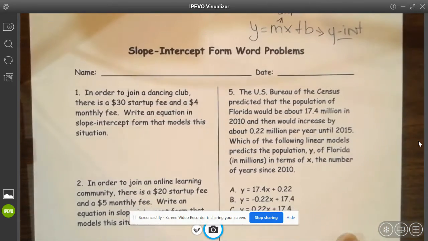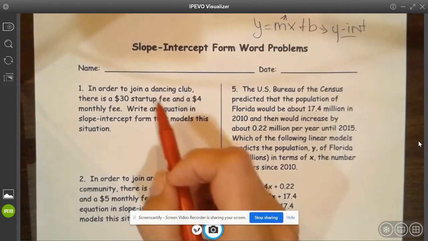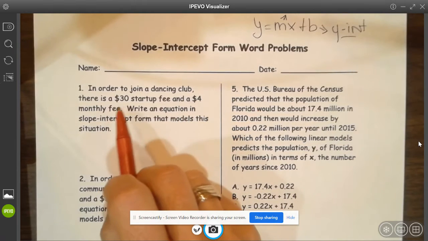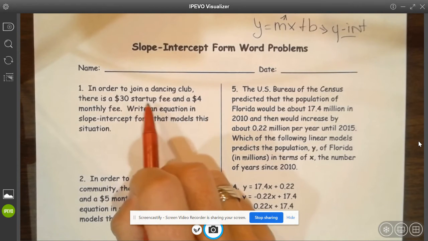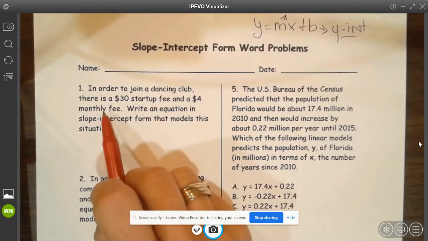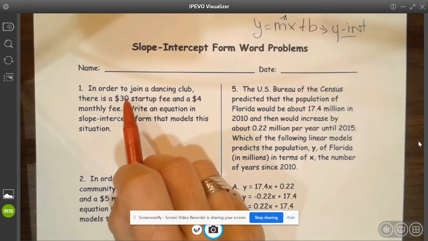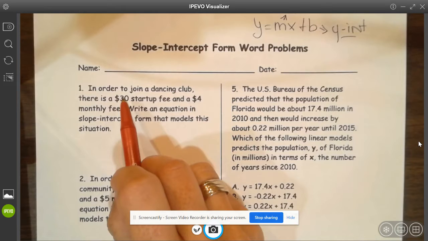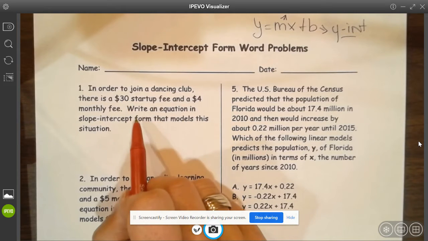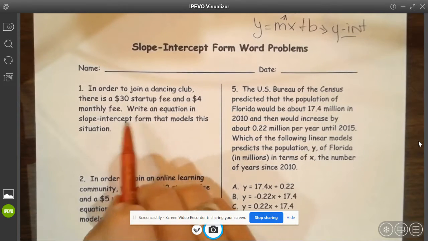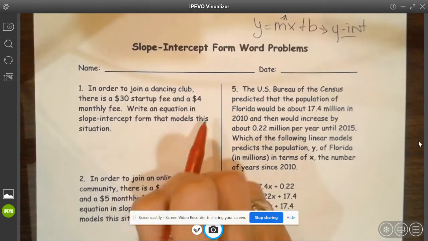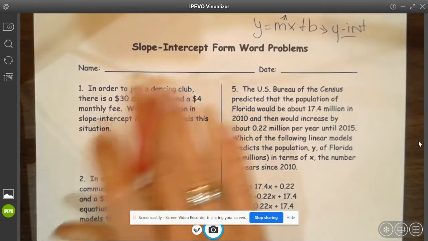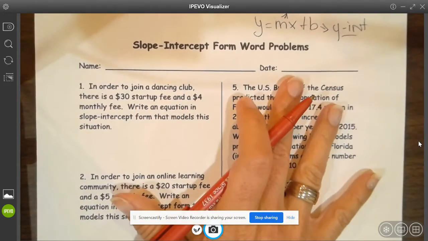All right, so in the first problem, it says, in order to join a dancing club, there is a $30 starting up fee and a $4 monthly fee. So every month you have to pay $4. But then there is an initial fee of $30. So write an equation in slope-intercept form that models this situation. So we're just going to write the equation. We're not going to solve for anything.